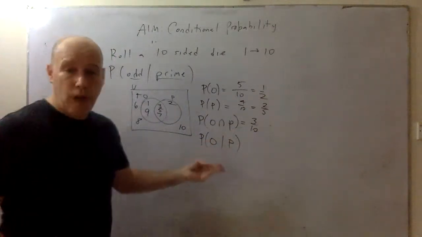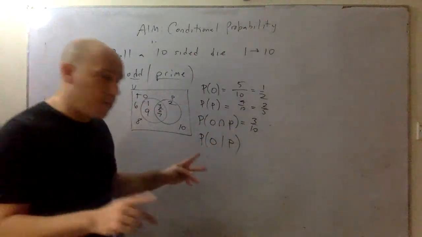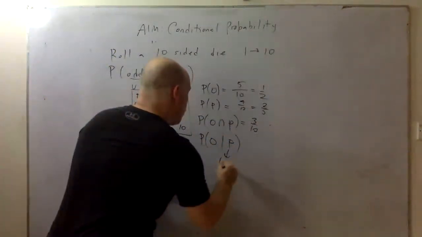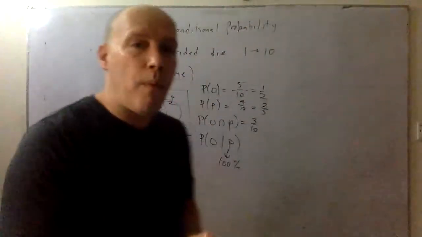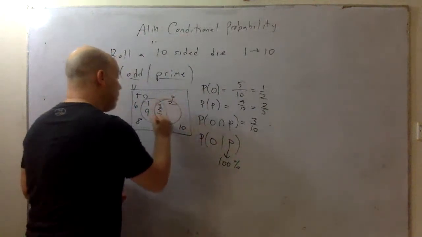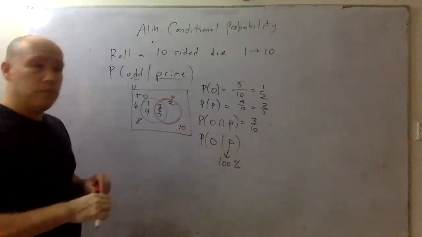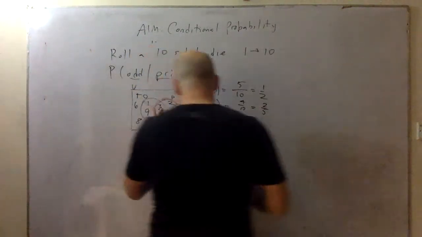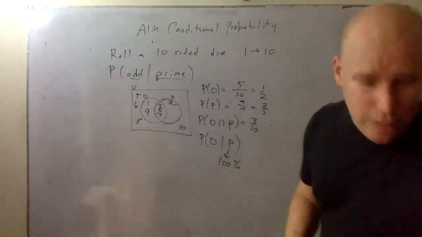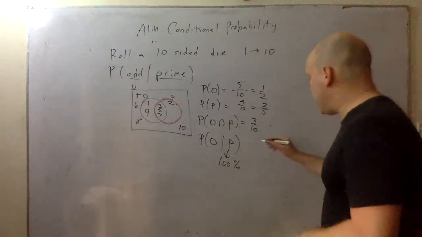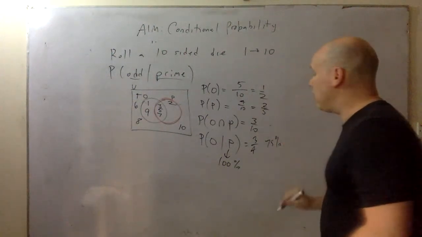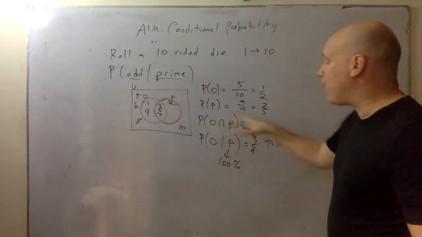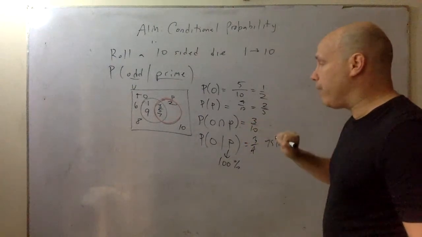Well, this is a different type of construct. Please remember, this is our new 100%. So I'm only interested in this circle. Well, we can visually see odd given it's prime. I can see 3 over 4, or 75%. That's different than odd and prime, which is only 30%.